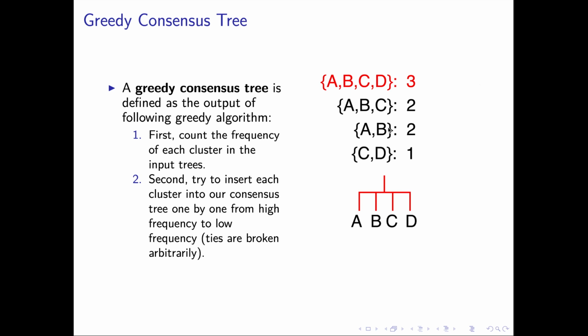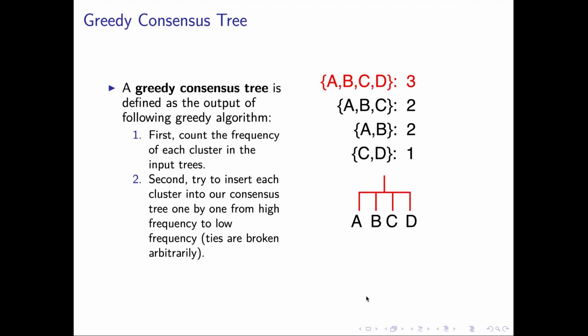So ABC and AB appear with the same frequency, namely twice. They can be sorted in arbitrary order. So we could have more than one valid greedy consensus tree from a single input, but that's okay. Then, from high frequency to low frequency, we try to insert each cluster into our consensus tree one by one.